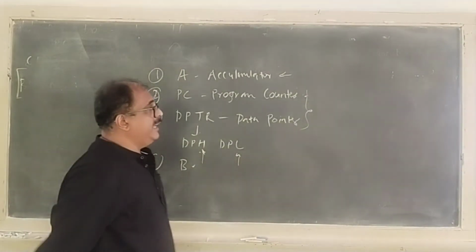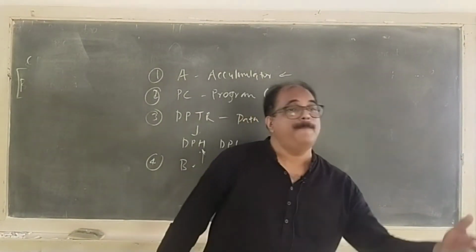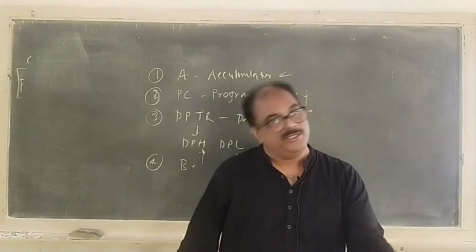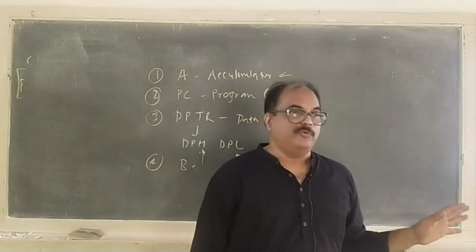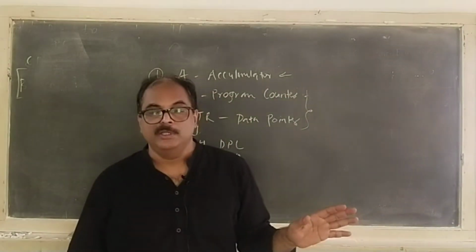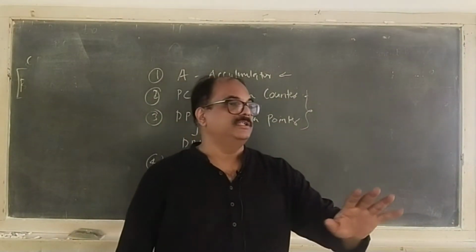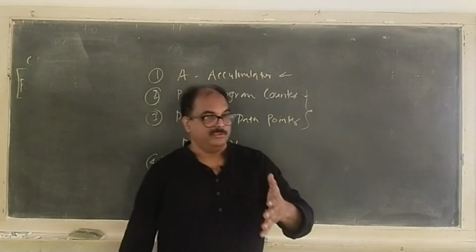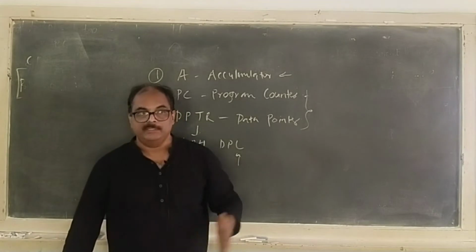register. Like you have the accumulator, you have the B register, but there is no full form for it. A is for accumulator, but there is no full form as such for the B register. But the B register is going to be used whenever there are multiplication and division, mathematical or arithmetic operations.